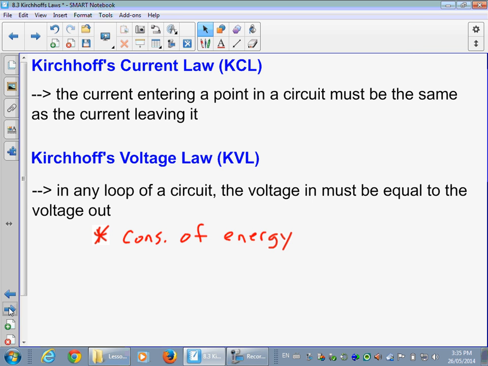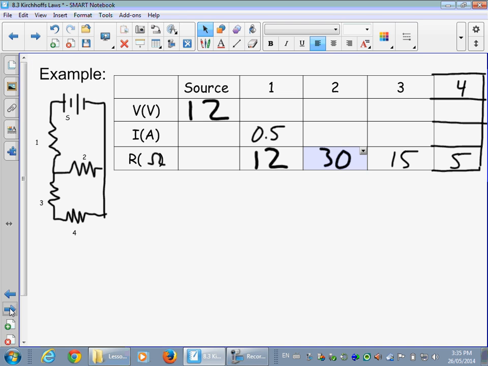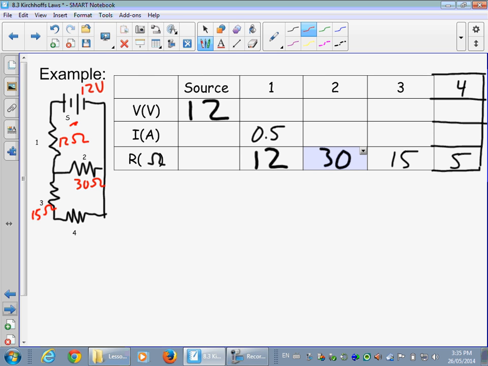So let's see how this goes into practice, and we'll look at an example over here. On the left, I have a circuit. I'll have a source up here, and it is a 12-volt source. Resistor 1, according to my little table, has a resistance of 12 ohms. Resistor 2 has a resistance of 30 ohms. Resistor 3 is 15 ohms. Resistor 4 is 5 ohms. Those are the things that you're given.